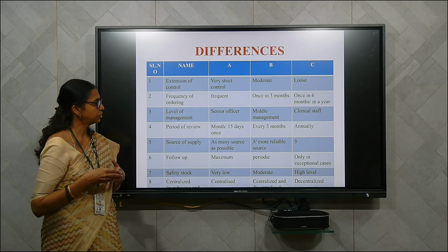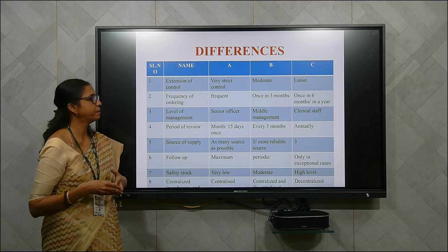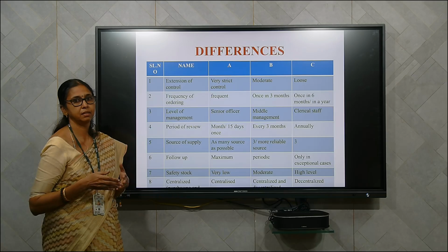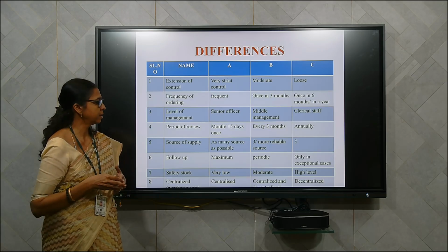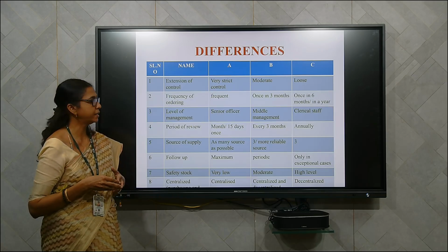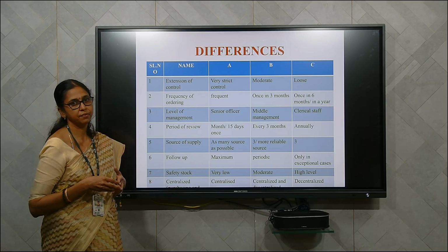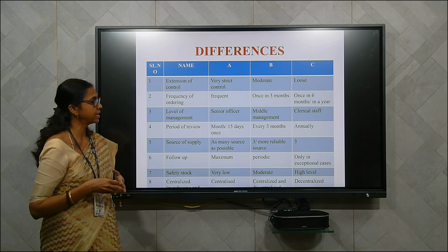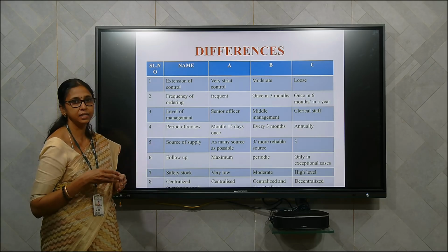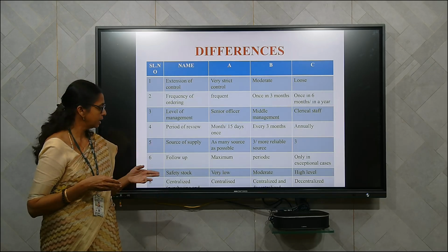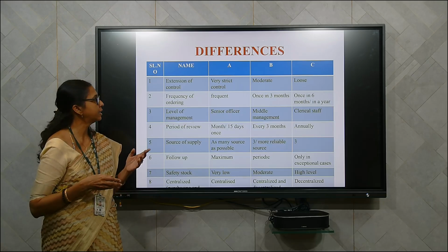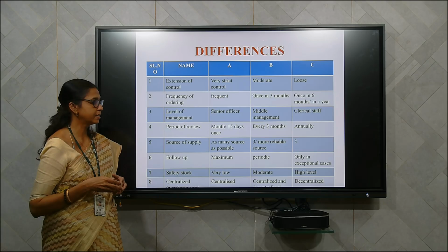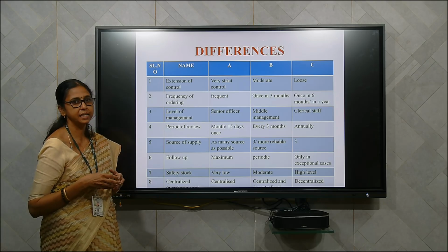Safety stock. A very low level of safety stock will be maintained for A items since they are valuable. We cannot maintain much safety stock. For B items, a moderate level of safety stock can be maintained, and for C items a high level of safety stock we can maintain. Centralized control: automatically, the control will be centralized for A items. As we already saw, only senior management will take care of the A items. B items may be centralized as well as decentralized, but for C items decentralized control will be enough.